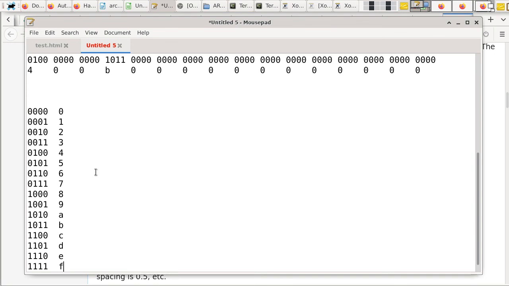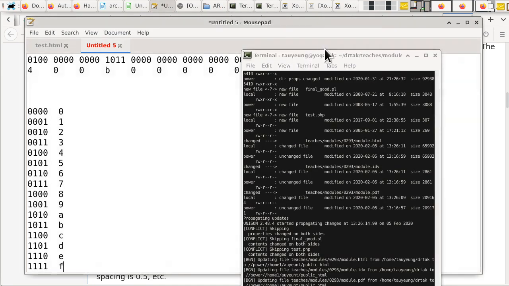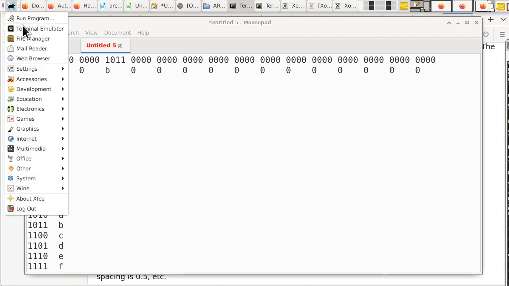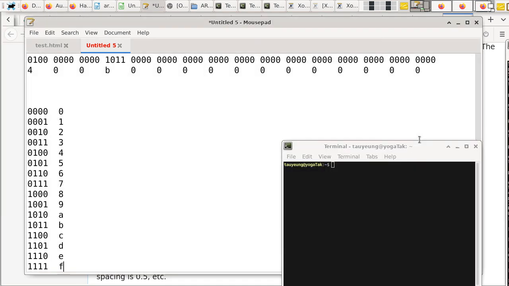Okay, so I will show you guys how to double check this sort of thing using a... I probably want to make a new command prompt and make it bigger.